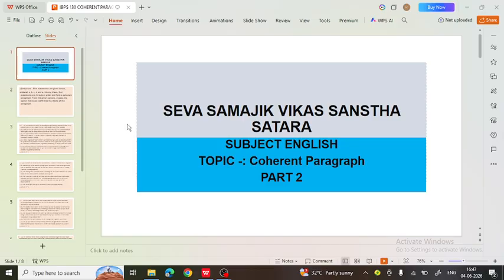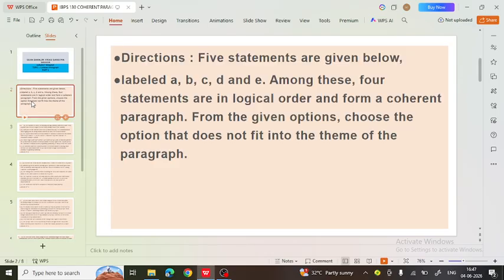Today we are going to discuss the second part of coherent paragraph. In last video we had discussed the type of question. Here five statements will be given to you which are labeled as A, B, C, D, E, and you have to find out which option is not suited or does not fit into the theme of the paragraph or with the theme of the other statements.